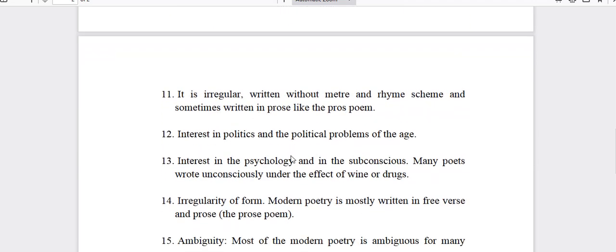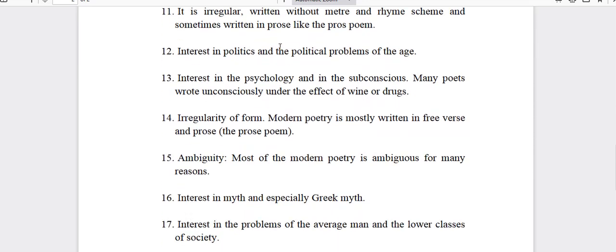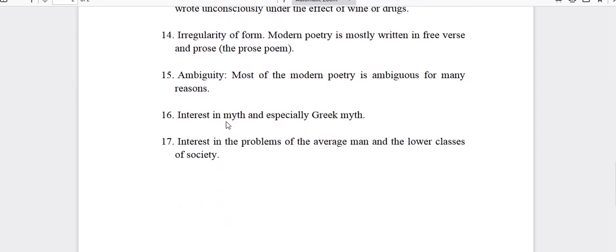It is irregular, written without meter and rhyme scheme, and sometimes written in prose like the prose poem. Interest in politics and the political problems of the age. It also depicts interest in psychology and in the subconscious mind. Many poets wrote unconsciously under the effect of wine, drugs, or after suffering the horror of war. Irregularity of form. Modern poetry is mostly written in free verse and prose. The prose poem. Ambiguity.